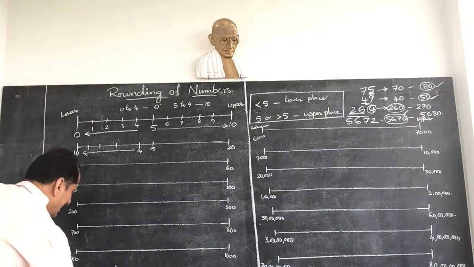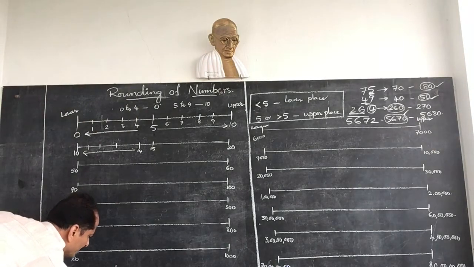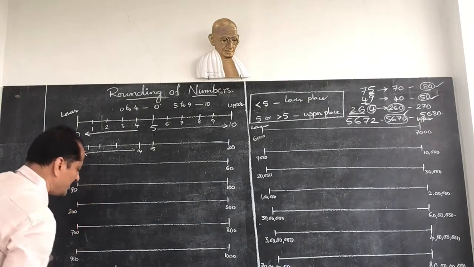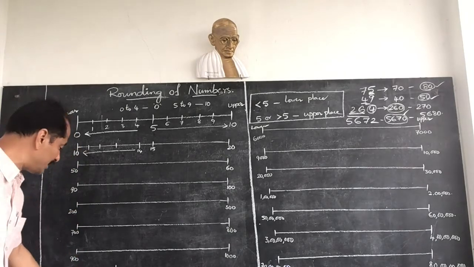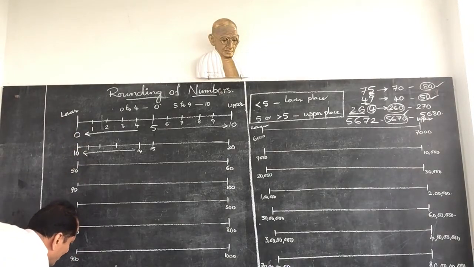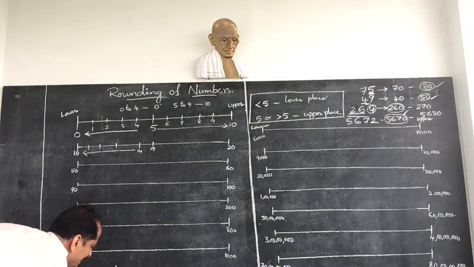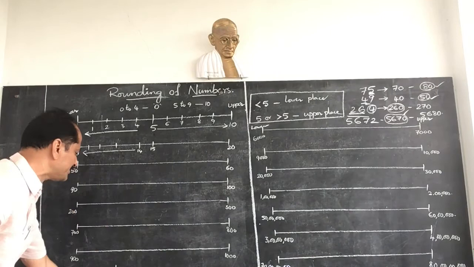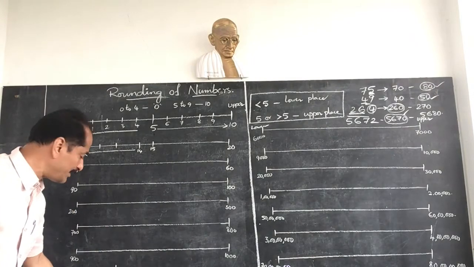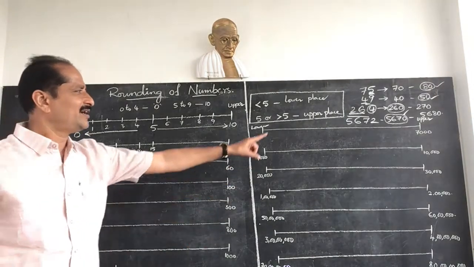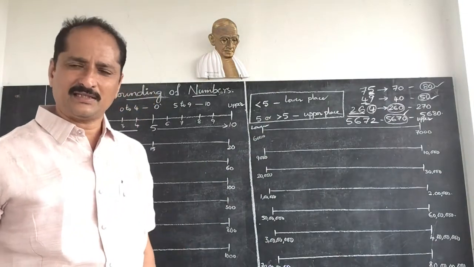To round to 20, it is from 15 to 24. So these 10 numbers, 15 to 24, can be rounded to 20. For rounding off the numbers to 30, it is 25 to 34. The numbers from 25 to 34, all these numbers can be rounded to 30. In this way, you can round off numbers to the tens place.